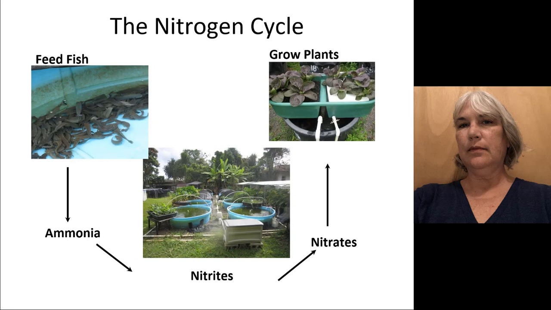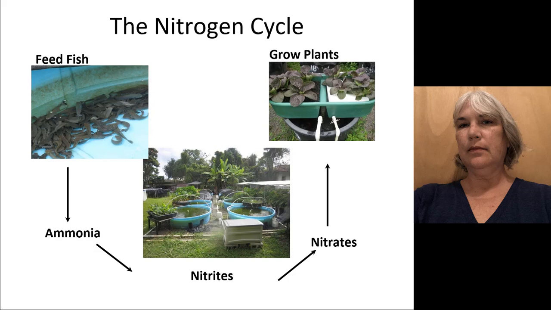Okay, so as I said, the nitrogen cycle. Aquaponics is an ideal way of showing how the nitrification works. You're basically feeding the fish to feed the plants. When you feed the fish with fish food, that protein source becomes ammonia, which is then converted to nitrites and then converted to nitrates, which is actually what the plants are taking up.